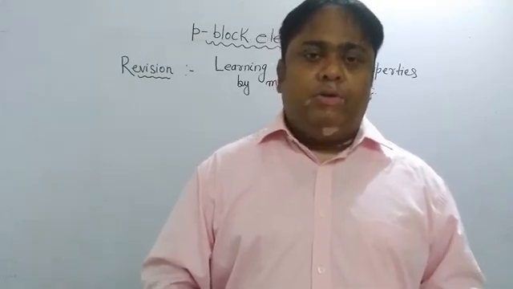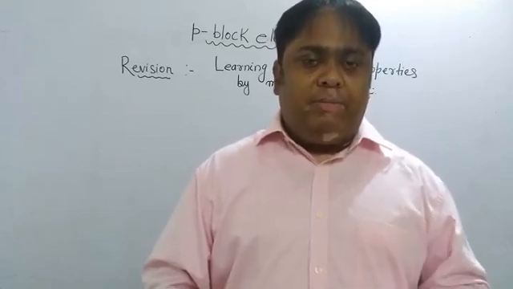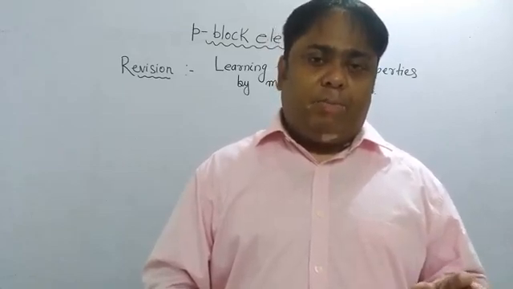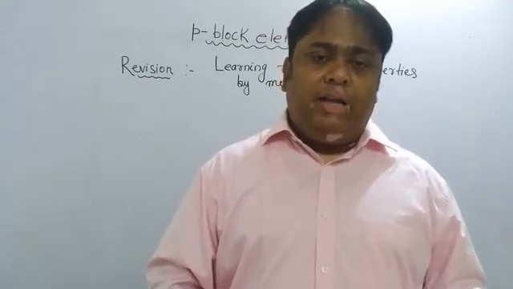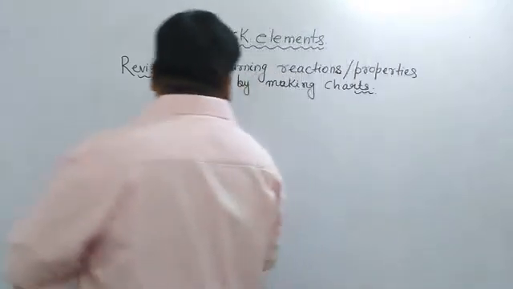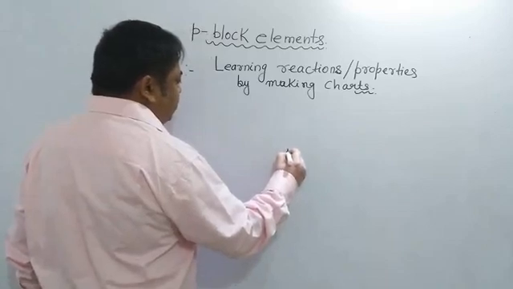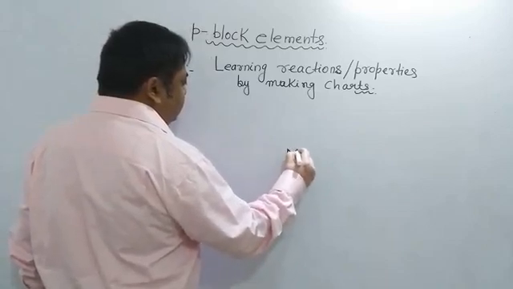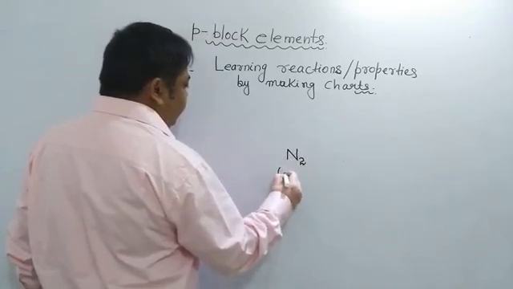All right. Since we have to learn from group 15 elements, and we had seen the preparation and properties of dinitrogen, let us see how we can learn the reactions by making a chart of it. Say, for example, you have to learn about the reactions of nitrogen. You know that it is an inert gas.